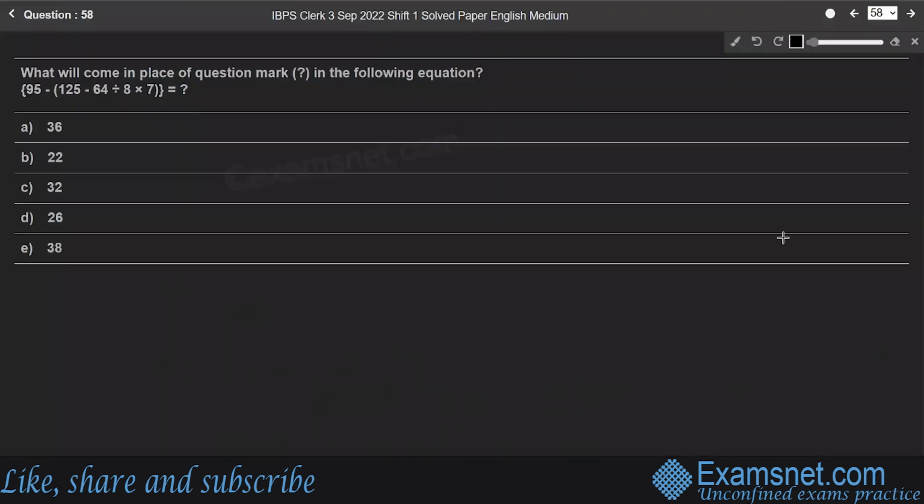Question 58. What will come in place of question mark in the following equation? Here the equation is 95 minus, in the bracket, 125 minus 64 divided by 8 into 7, close the brackets, is equal to a number. Let the number be x. According to BODMAS rule, we have to remove the brackets first.